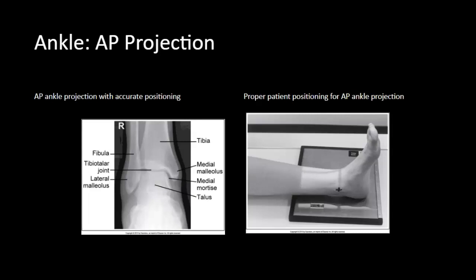The tibio-talar joint is demonstrated at the center of the exposure field, and the distal fourth of the tibia, fibula, and the talus, and surrounding soft tissue should be included within the exposure field.